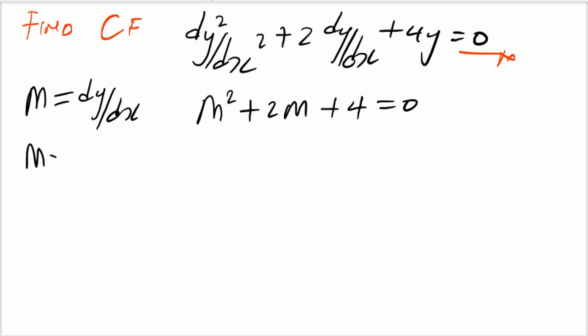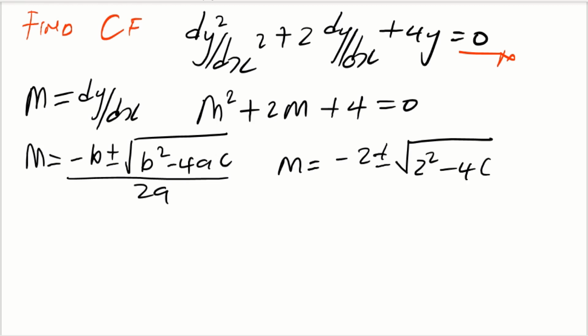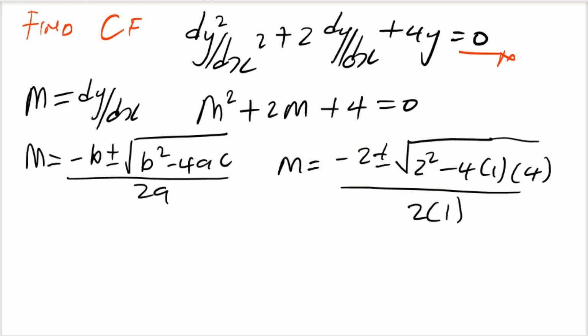So basically we're going to use the quadratic formula to find the factors here. You're going to say m equals minus b plus or minus the square root of b squared minus 4ac, all divided by 2a. So your m equals minus your b, which is 2, plus or minus root, and then you're going to say 2 squared minus 4 into 1, which is your a, multiplied by c, your c is 4, all divided by 2 multiplied by 1. This one is your a.